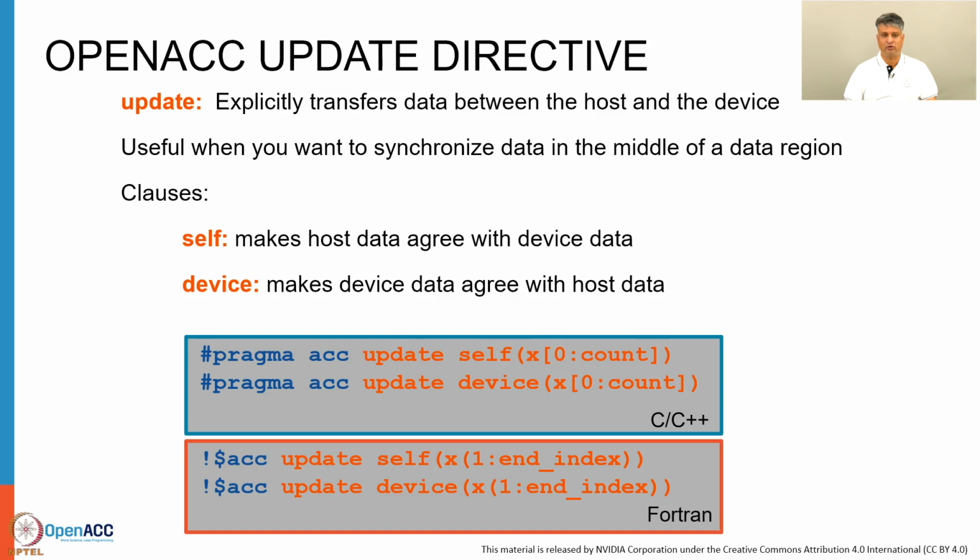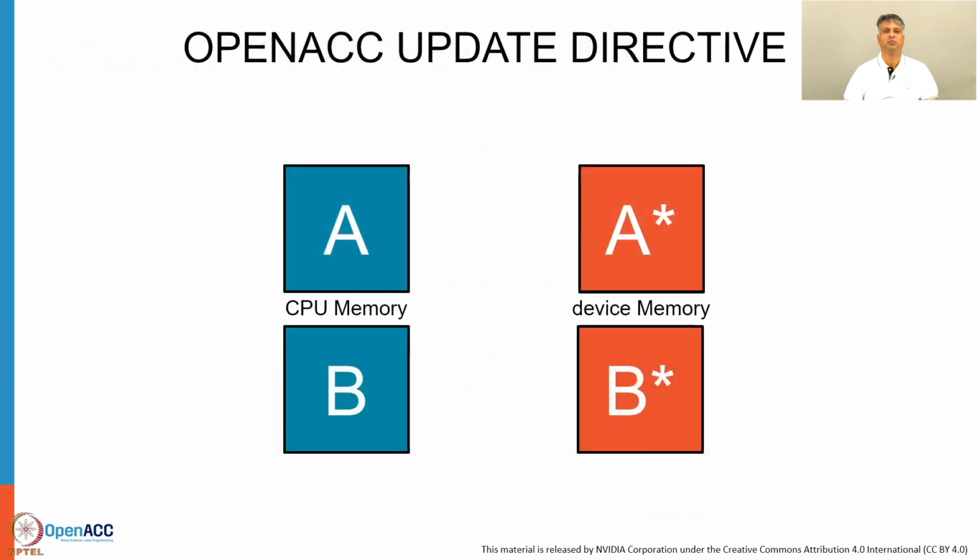The update directive also has to take two clauses. One is either self, the other one is device. If you take the self clause, it takes the host data and makes it agree with the device data. If you say device, it makes the device data agree with the host data. So these are examples of how the update clause is used. So how does the update directive actually work?